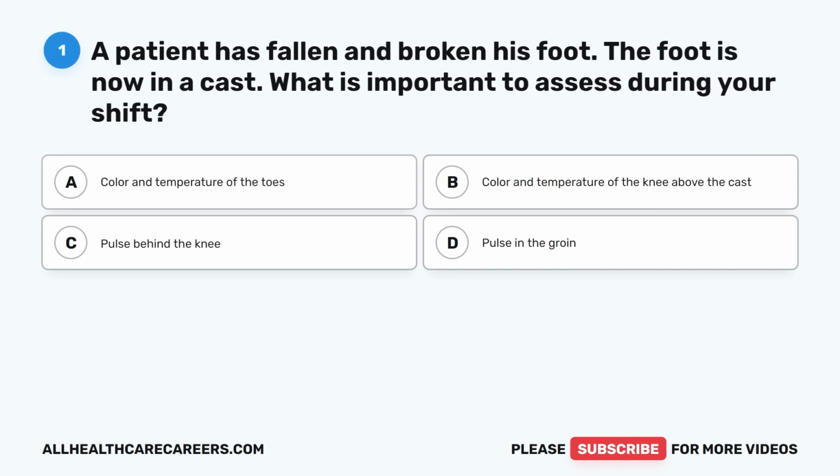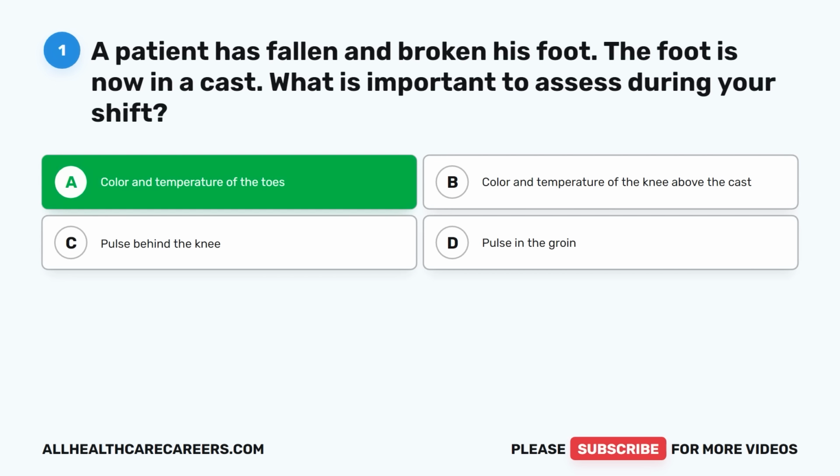Question 1. A patient has fallen and broken his foot. The foot is now in a cast. What is important to assess during your shift? A. Color and temperature of the toes. B. Color and temperature of the knee above the cast. C. Pulse behind the knee. D. Pulse in the groin.